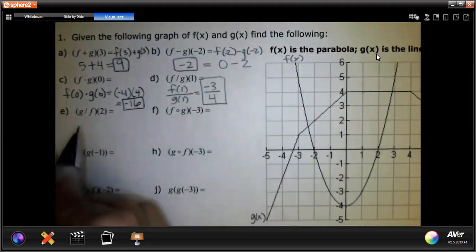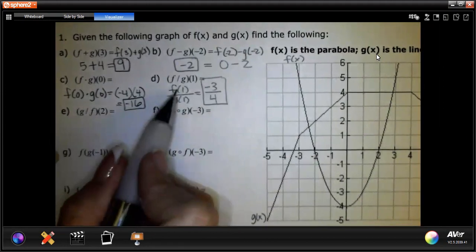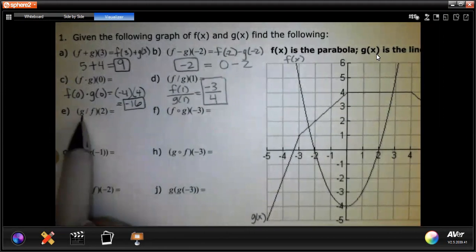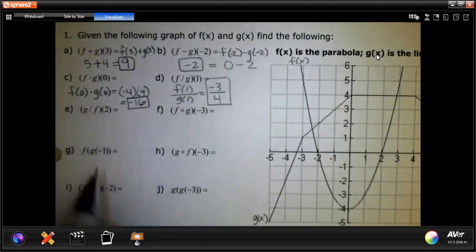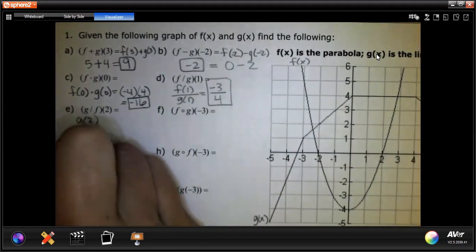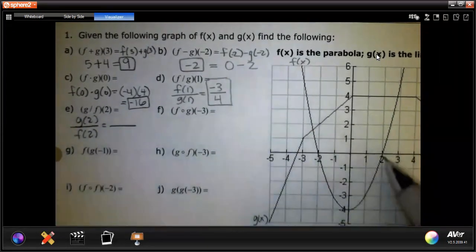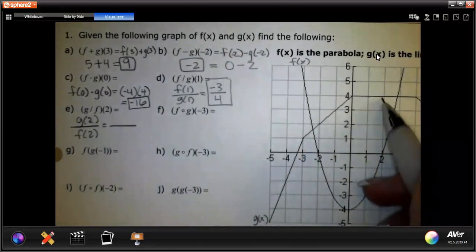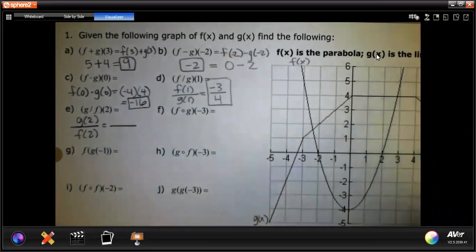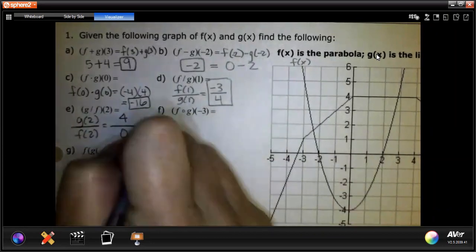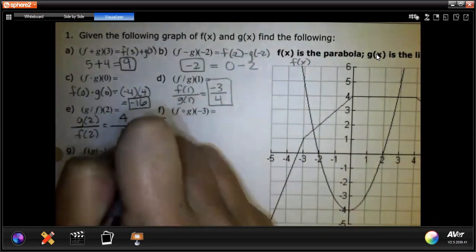I'm going to do one more here because order matters, especially with the division one here. My f is first, so that's my numerator. In this case, my g is first, so that's going to be my numerator. So that would be g of 2 divided by f of 2. I go to 2. My g is right up here at 4. I go to 2, and my f function is right here at 0. Now we know we cannot divide by 0, so this is undefined.